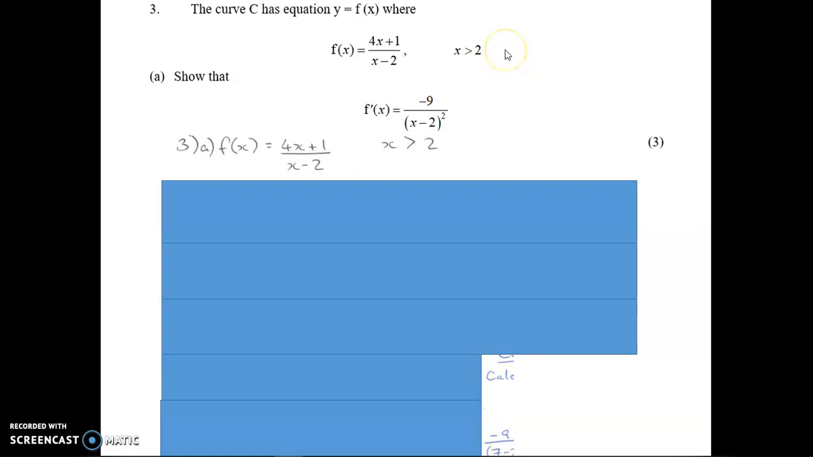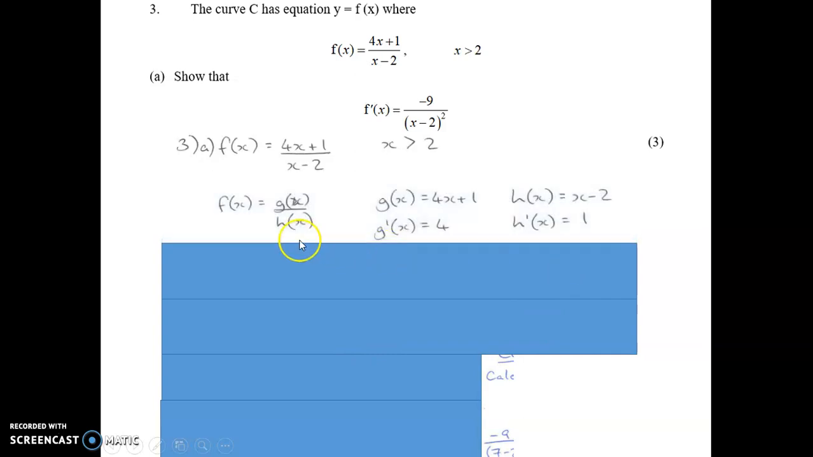Right, so here we've got question 3 from the CWC, where you were given this function f of x and asked to show that the derivative function is equal to this here. So if we look at the original function, you can clearly see it's a quotient. We've got 4x plus 1 over x minus 2. So we're going to use the quotient rule to solve it.